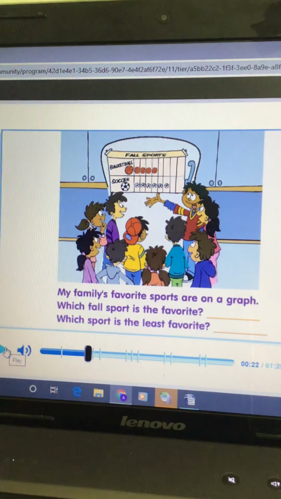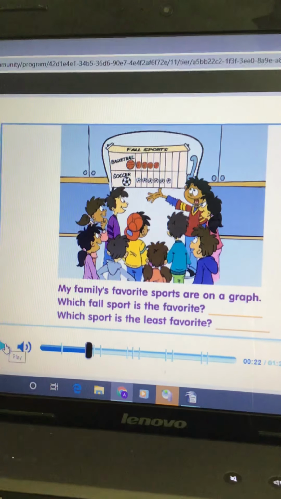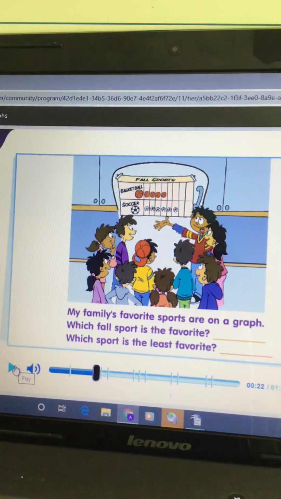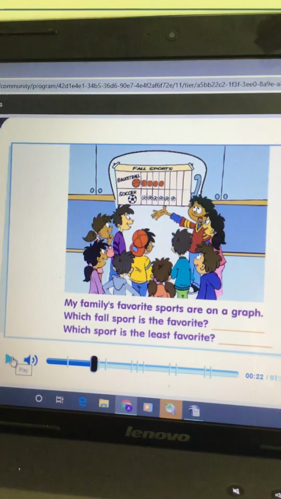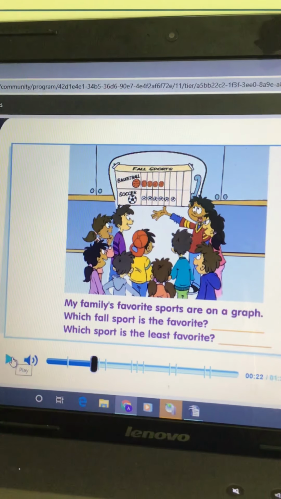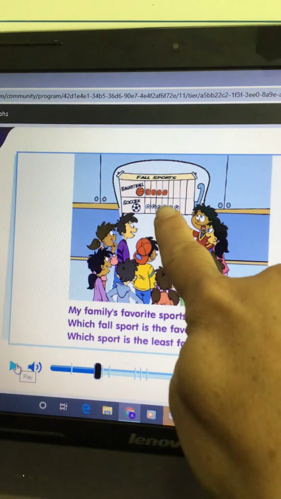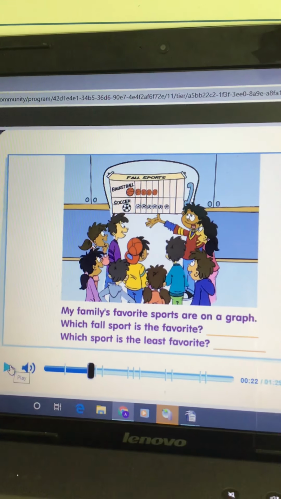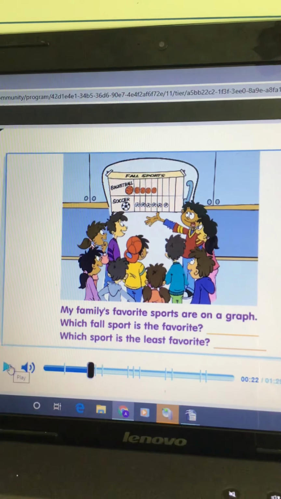So what we can do is think about what happened before they made this graph. Whoever is making the graph would have had to ask everyone in the family which one they liked better. Do you like basketball better or do you like soccer better? Each person that answered the question gets one spot on the graph. This is a picture graph because we see the pictures filling in the bars on the graph or the boxes on the graph. So when it asks us which fall sport is the favorite, favorite means the one that they like best or the one that got the most votes.